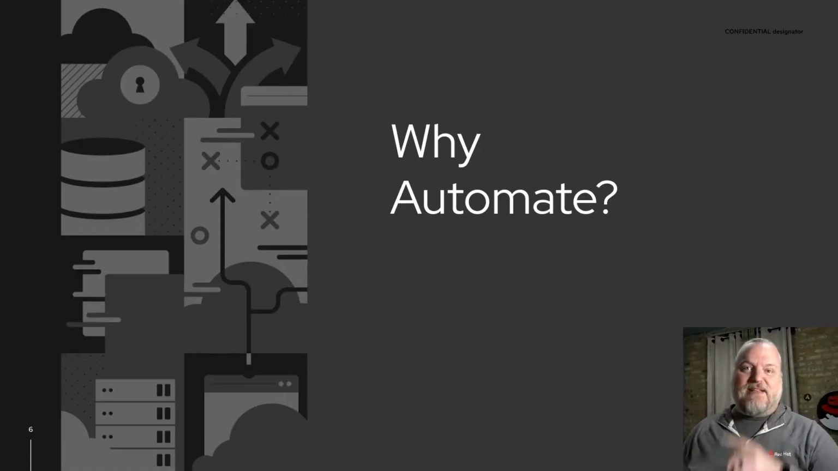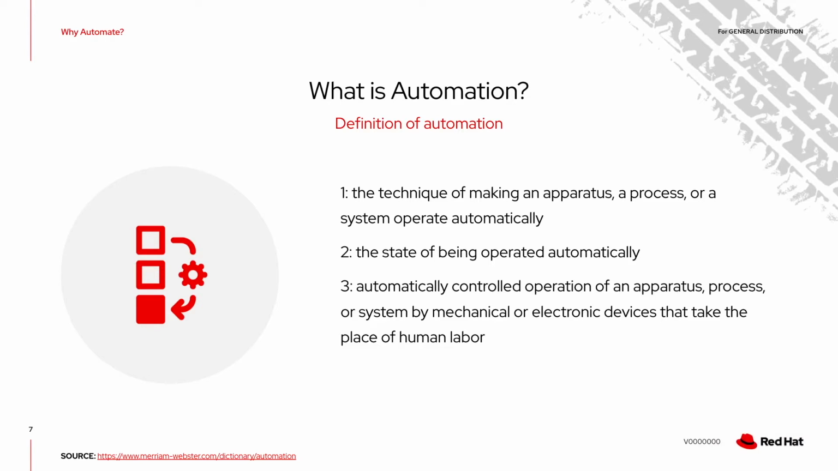So, first, let's talk about why automation. Well, before we go anywhere, I like to define what it is we're talking about. So let's look at some definitions for automation. Merriam-Webster tells us that it is 1, the technique of making an apparatus, a process, or a system operate automatically. 2, it is the state of being operated automatically. Or 3, automatically controlled operation of an apparatus, process, or system by mechanical or electronic devices that take the place of human labor.